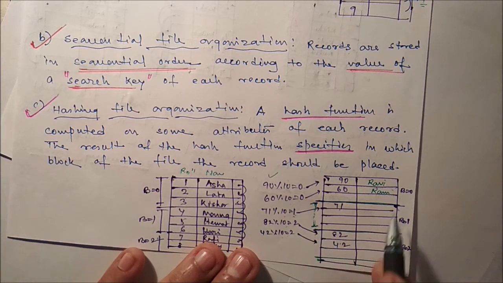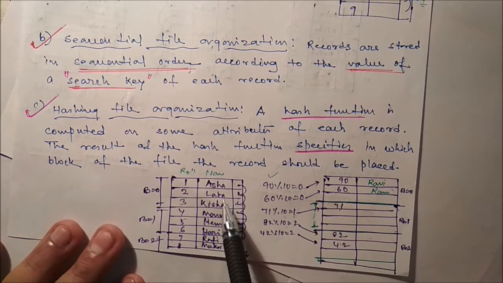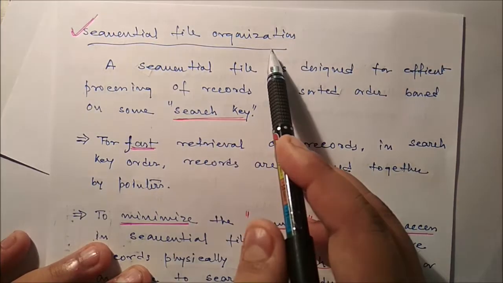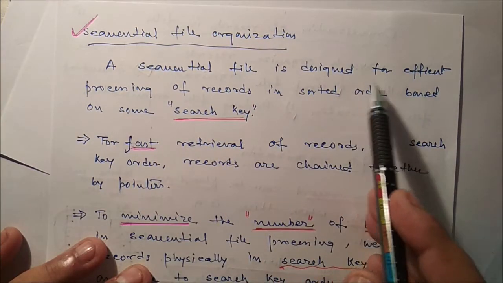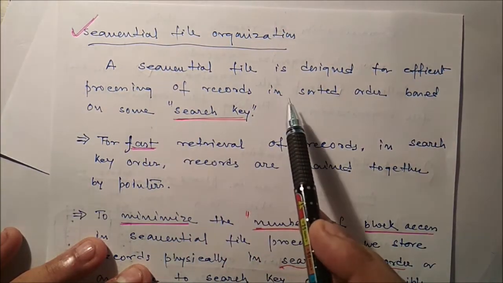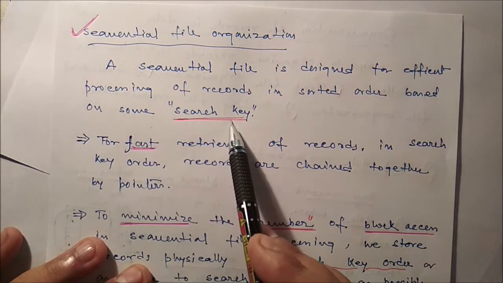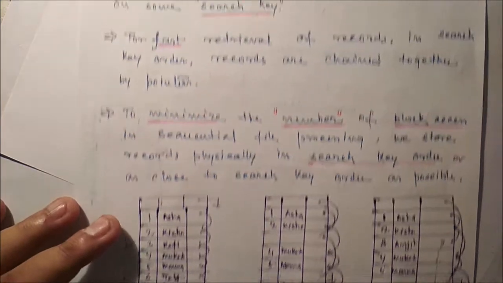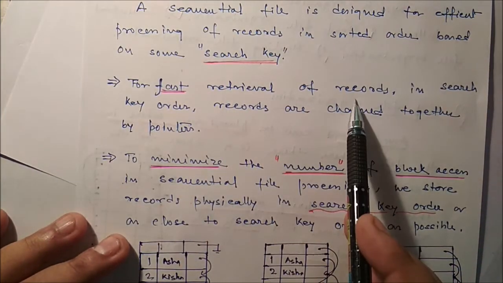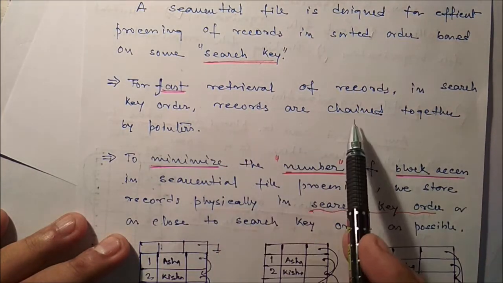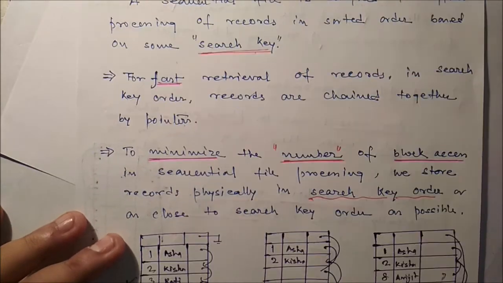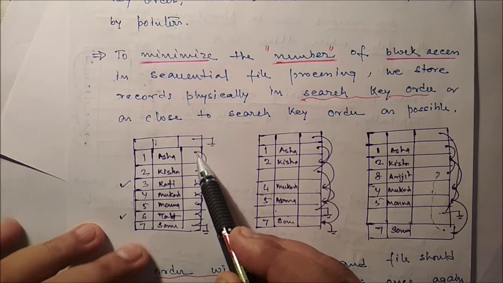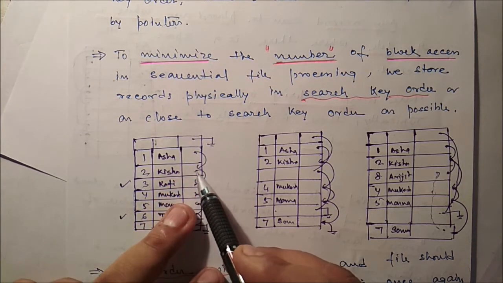So this is our hashing file organization, and this is our sequential file organization. Next, sequential file organization. A sequential file is designed for efficient processing of records in sorted order based on some search key. We have seen here that we stored the data based on the search key, say roll number. For fast retrieval of records in search key order, records are chained together by pointers. Here the address of the second record is there, here the address of the third record is there.